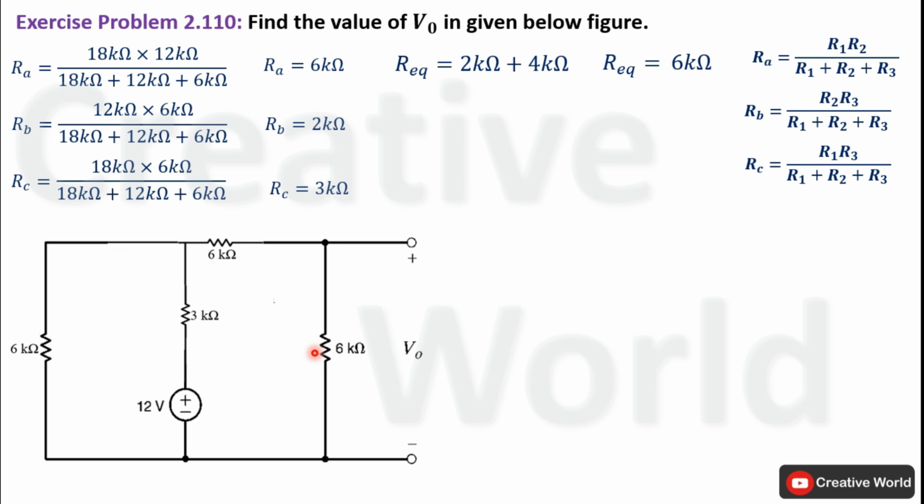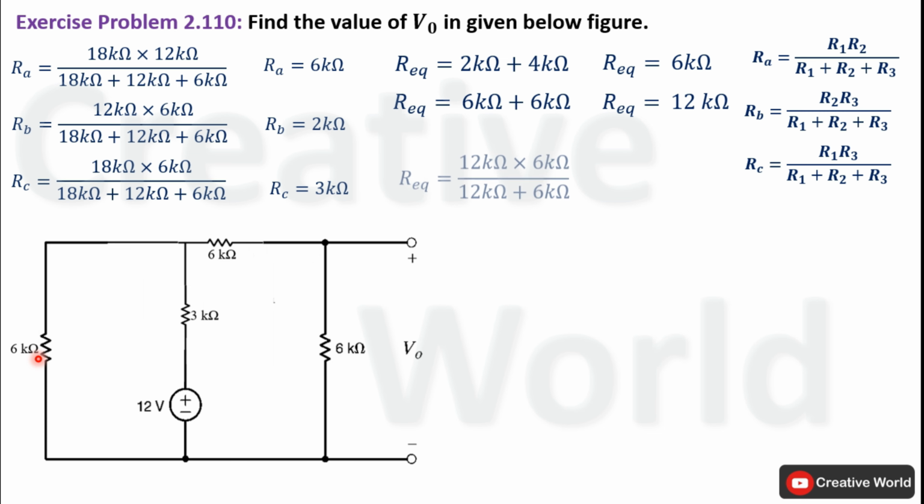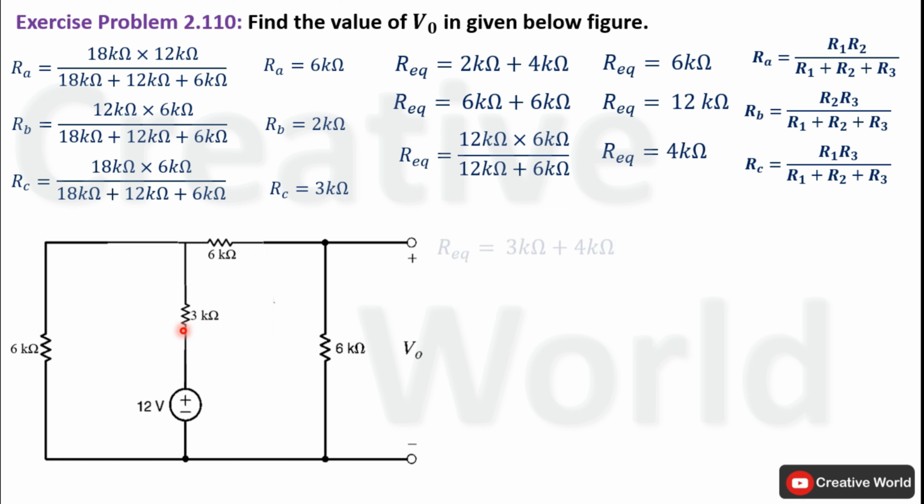If we observe, these two resistances are connected in series connection, so their equivalent resistance will be equal to the sum of both resistances, that will become 12 kilo ohm. Now the equivalent resistance of this series network, that is 12 kilo ohm, will be parallel with this 6 kilo ohm. So we will find their equivalent resistance by taking the product of both resistances divided by their sum. So the equivalent resistance of these resistances will become 4 kilo ohm, and this 4 kilo ohm will be in series with this 3 kilo ohm resistance. So total resistance of the network will be the sum of 3 kilo ohm and 4 kilo ohm.